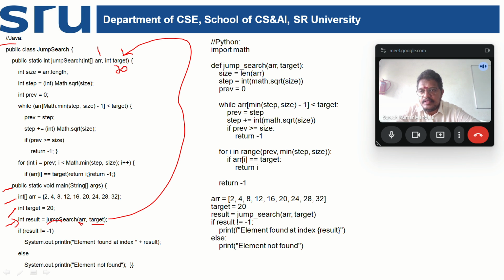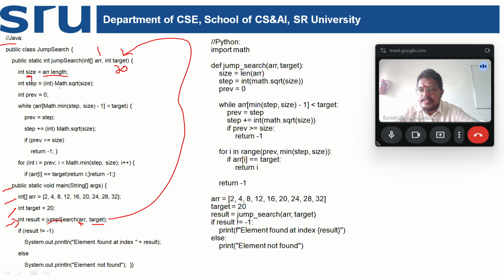Target will be assigned with 20. This arr.length function is used to identify how many elements are present in the array. That is, how many elements are we presenting? 9. The size will be stored with 9.